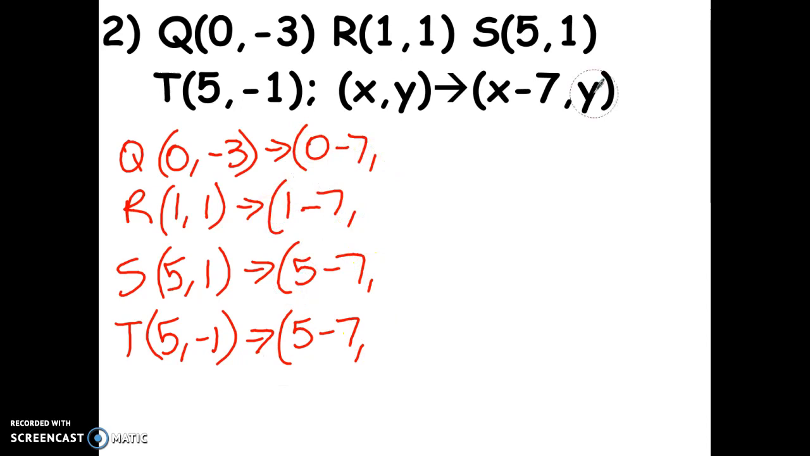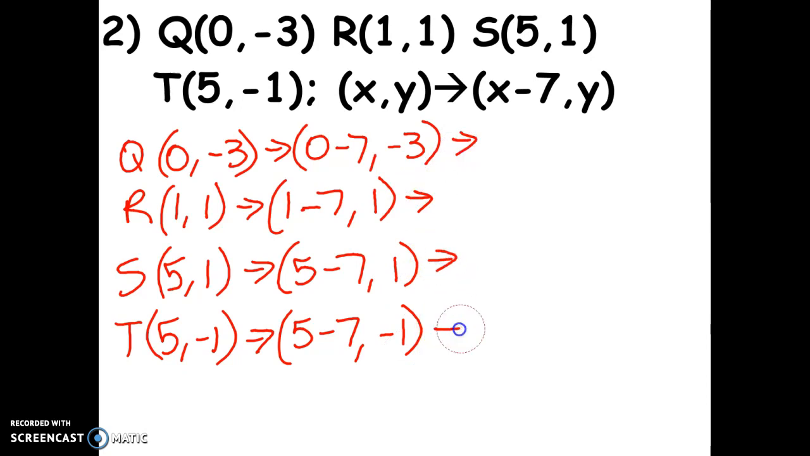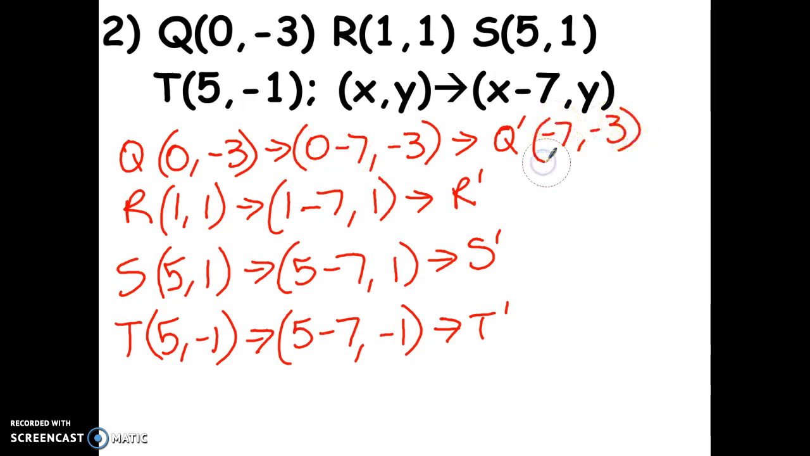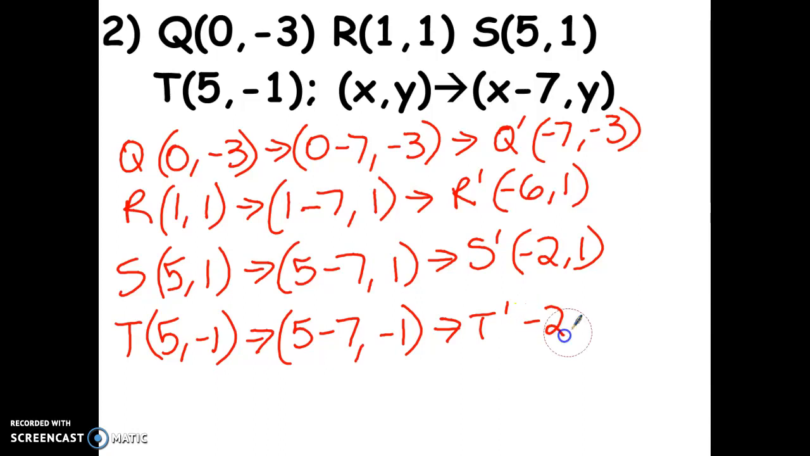Okay, and our y values stay the same. So I'm just going to bring those over. -3, 1, 1, -1. Okay, now Q prime, R prime, S prime, and T prime. 0 minus 7 is -7. 1 minus 7 is -6. Excuse me, 5 minus 7 is -2. 5 minus 7 is -2.